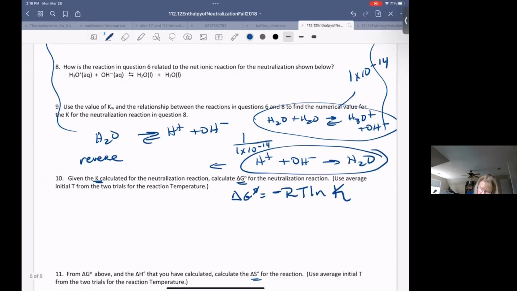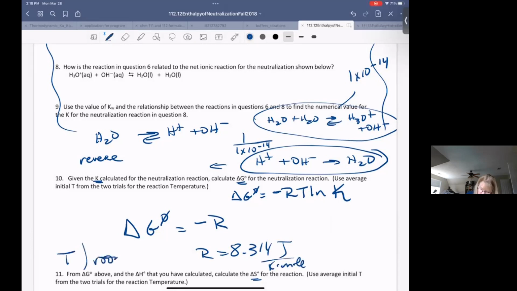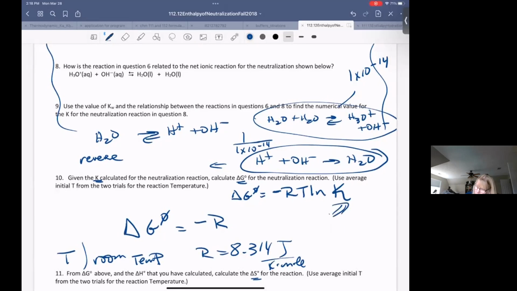And we can find the delta G naught for this reaction, because it is going to equal minus R, we know R, 8.314 joules per K mole. Use the temperature from your room temperature, your initial temperature, and plug in your value of K, where K for this reaction is 1 times 10 to the positive 14th. Nice and spontaneous. This one's negative 14. This one is the reverse, so it's positive 14. And you can calculate delta G.